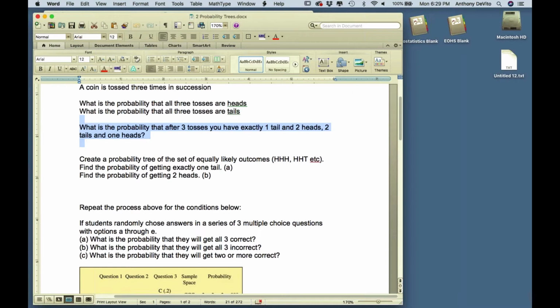So this gets a little bit more complicated. What we're going to do now is sketch this out. We're going to sketch out what the probabilities are and how many different kinds of outcomes that we might have.